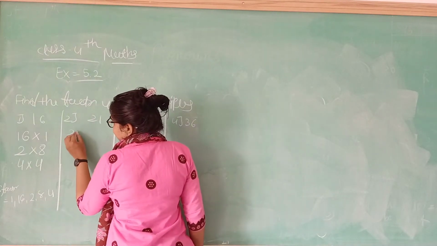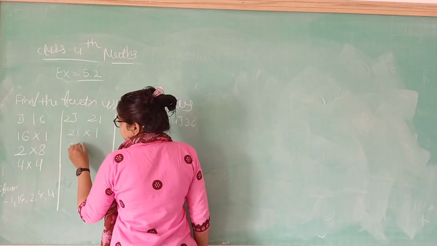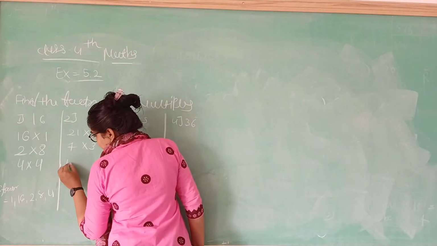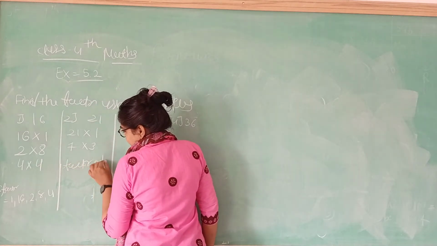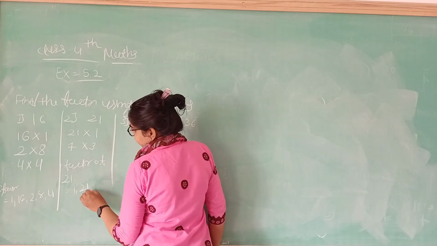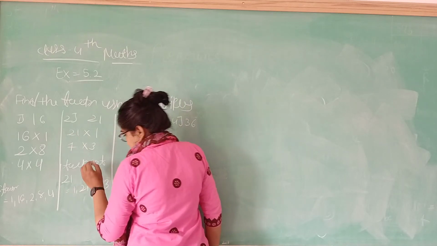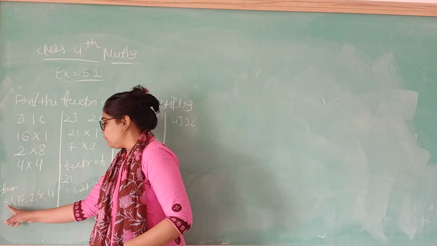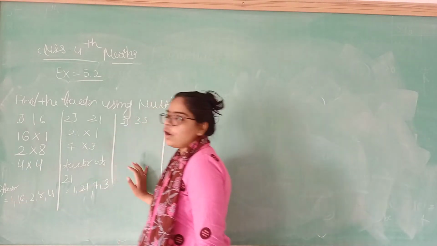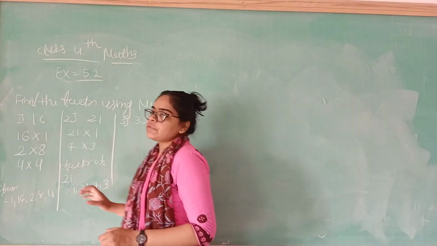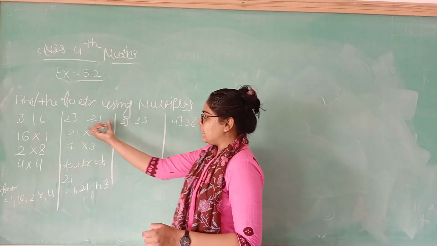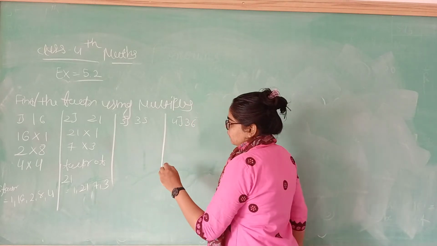Then 21. 21 ones are 21, 7 threes are 21. So the factors of 21 are 1, 21, then 7 and 3. Okay, 1 is a factor of every number, and the biggest factor of a number is the number itself. Okay, 1 and the number itself are both factors of the number.